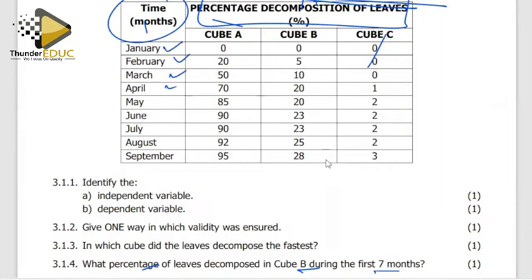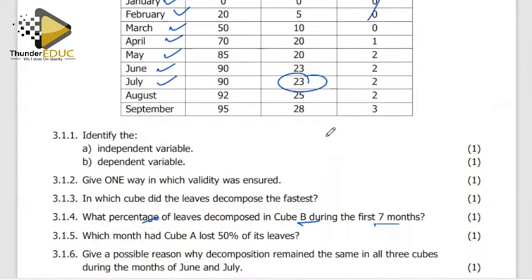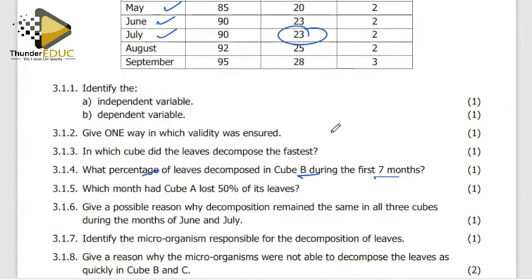2, 3, 4, 5, 6, 7. So the answer is 23%. It must have that word percent, 23%. But they say percentage, they talk about it. Yeah, I think you say it's 23.